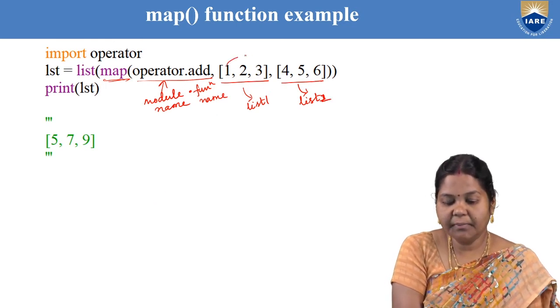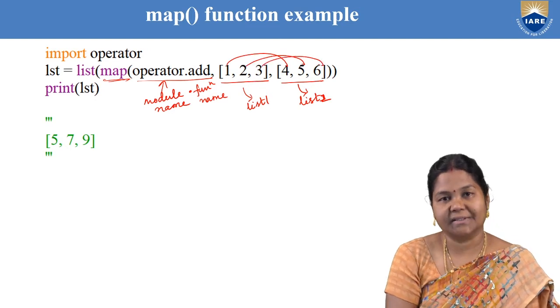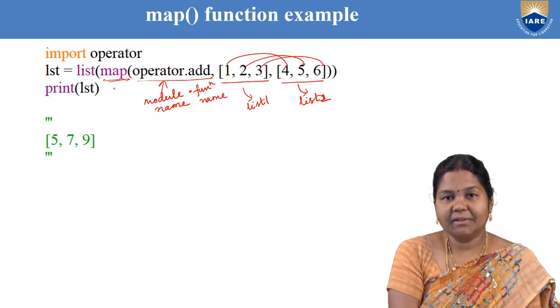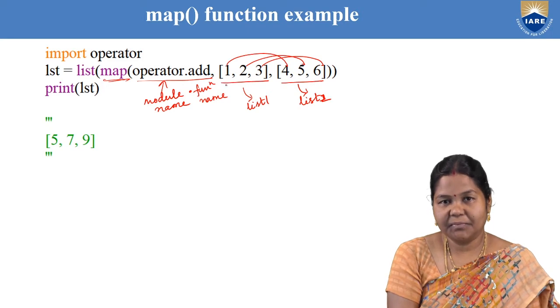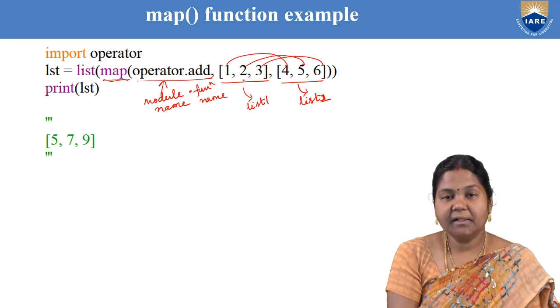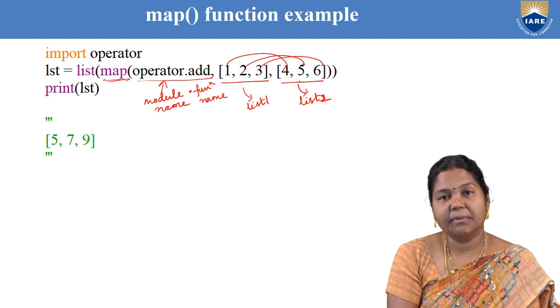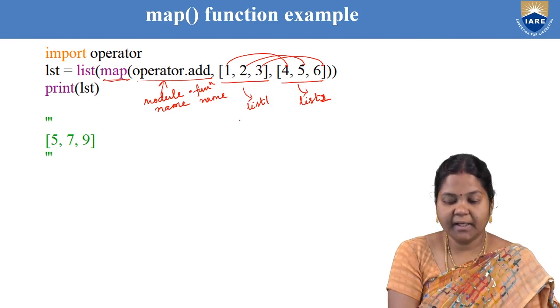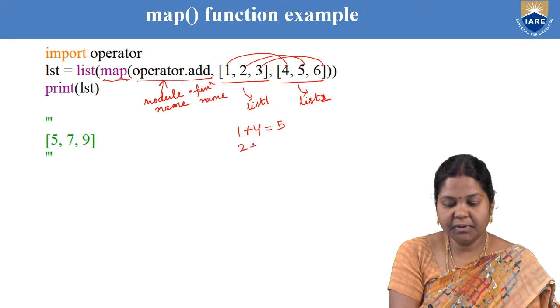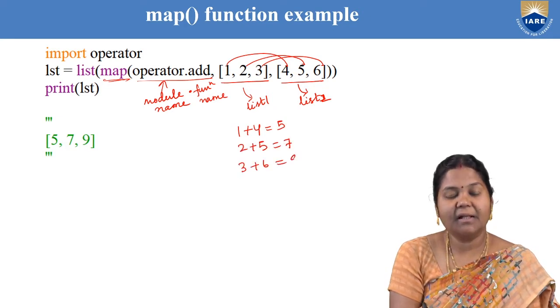That means 1 will be added with 4, 2 will be added with 5 and 3 will be added with 6. So this map function will take one element from the first iterable, apply the function with the first element of the second iterable. Similarly, the second element of the first list will be added with the second element of the second list. In this way 1 plus 4 becomes 5, then 2 plus 5 becomes 7, and then 3 plus 6 becomes 9.